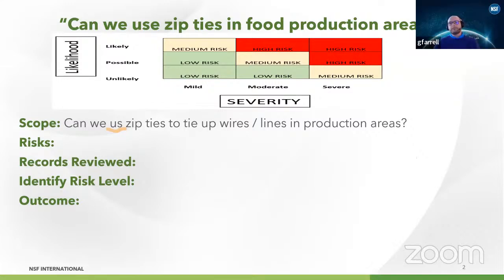Okay, everyone. So welcome to room number one, door number one. We have zip ties in food production areas. So this is something that we see quite often. This is one of those ones where, can we use zip ties in food production areas? And again, it depends on the industry. What are some of the risks we're looking at? What are some of the things that you would look at from a risk or a hazard perspective?